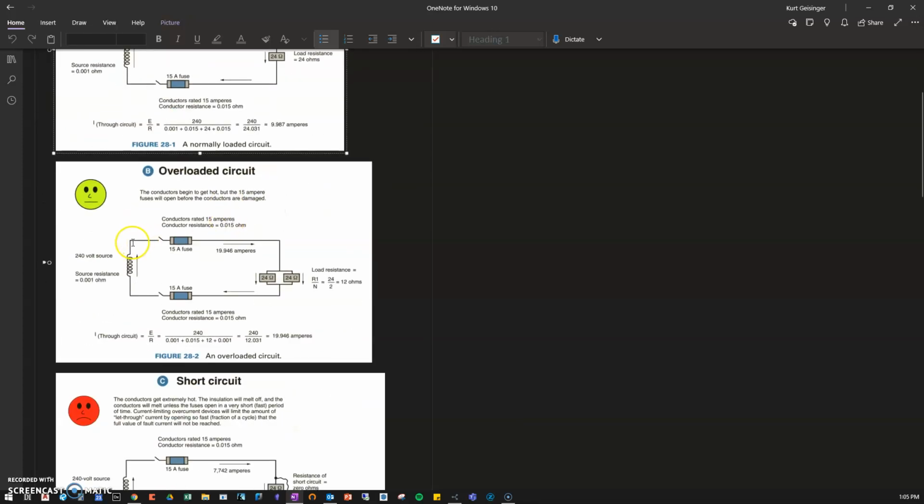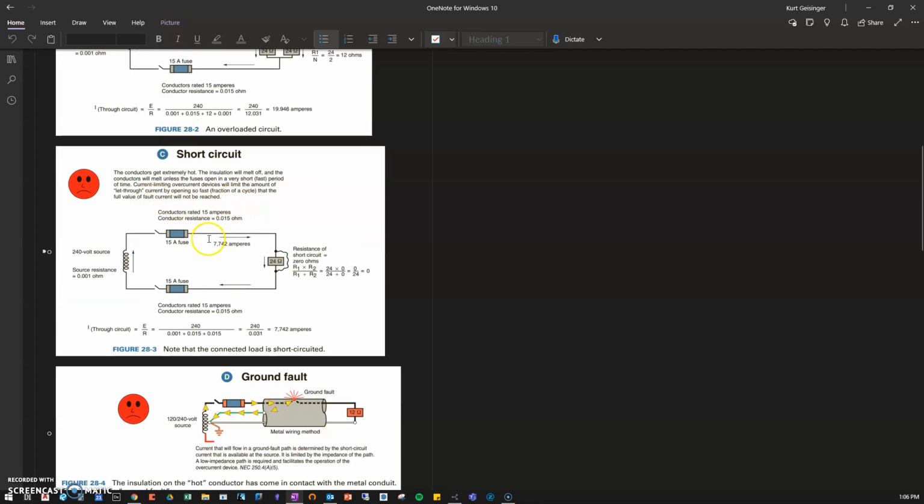But then we get into an overloaded circuit. An overloaded circuit means all the current is still flowing in its intended path. Here we have 2 loads, but all the current is still flowing in its intended path. The only problem is we've overloaded our overcurrent protection device. In this case, these are rated 15 amps. They do the math here using Ohm's law, and we ended up with almost 20 amps on this thing. So these fuses should trip, right? And the reason they give us our neutral face here is because the fuse is blown or the breakers trip, but otherwise everything's still safe. As long as those breakers or fuses do what they're intended to do, we're still safe.